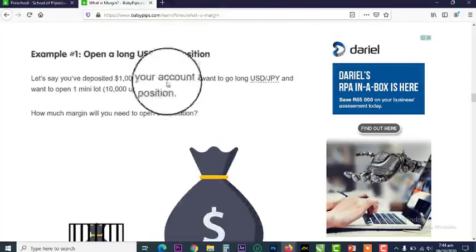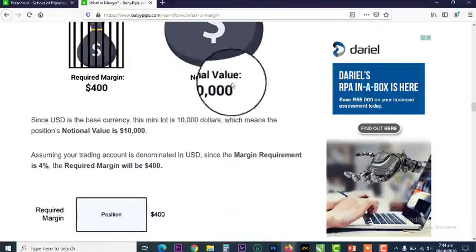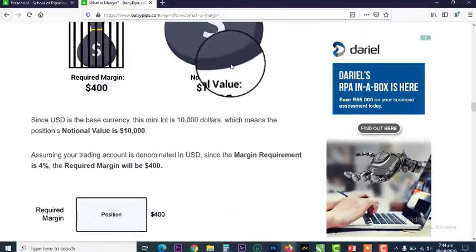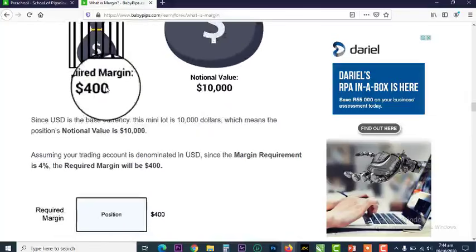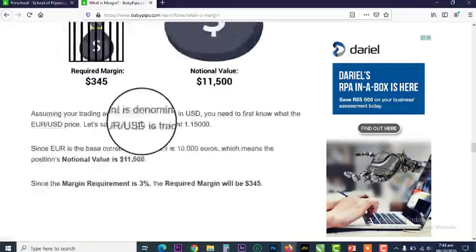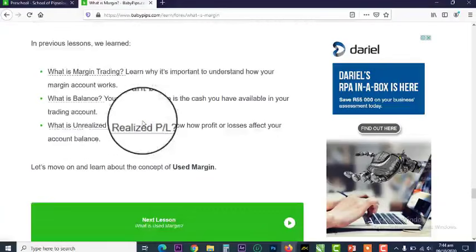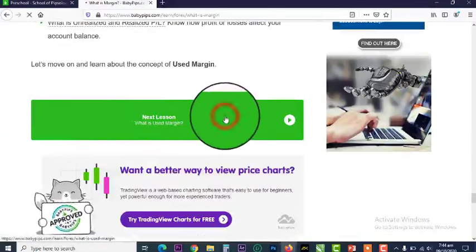If it is USD/JPY you want to trade, there's an amount of money you have to put into your account. Let's say 10,000 worth of financial units you want to control. Put $400 in your account and you can trade that. So this is how much. This is just how it is, right? Do not bug yourself with all of this. Let's move ahead.